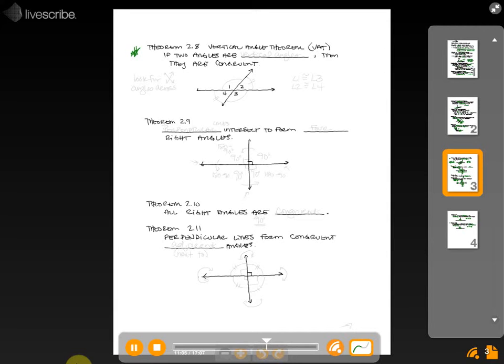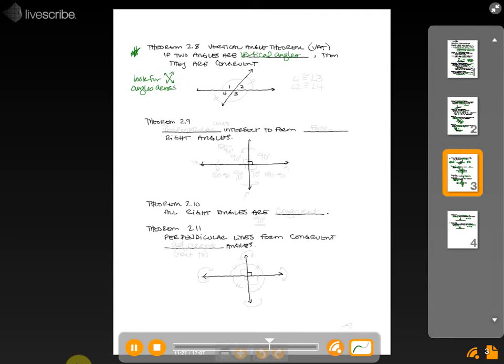It says if two angles are vertical angles, then they are congruent. Now remember, vertical angles, we look for that X shape where the lines cross, and then it's the angles across from each other.